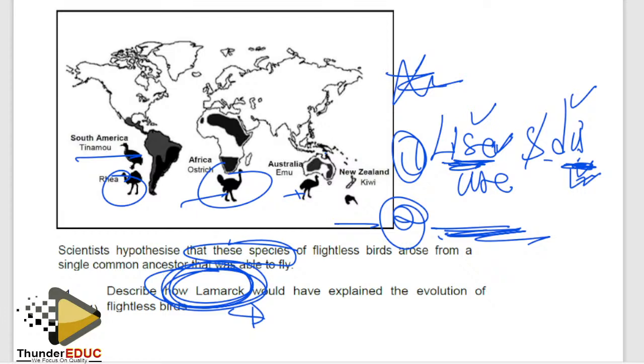Sir, if we use both of them, will it work? I'm going to be wrong. How are you going to use the two laws? There is no way you're going to say that.